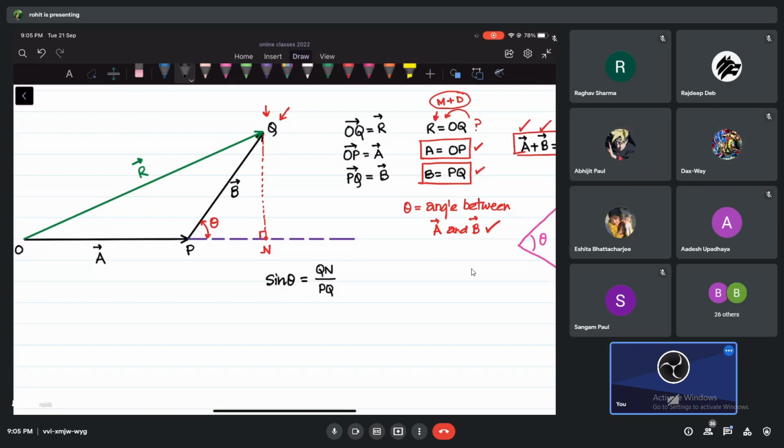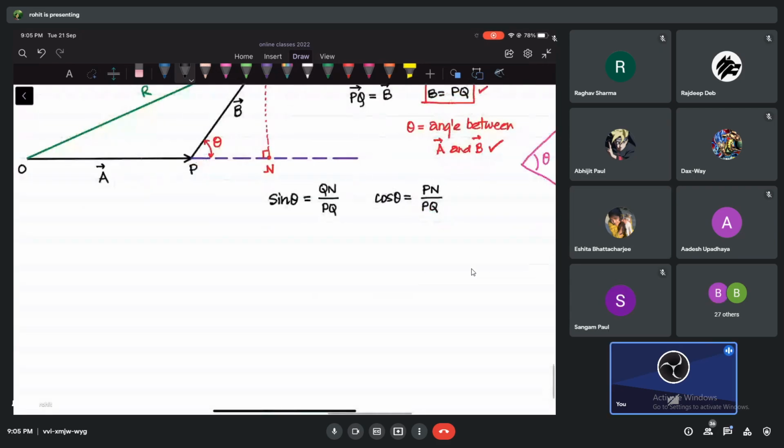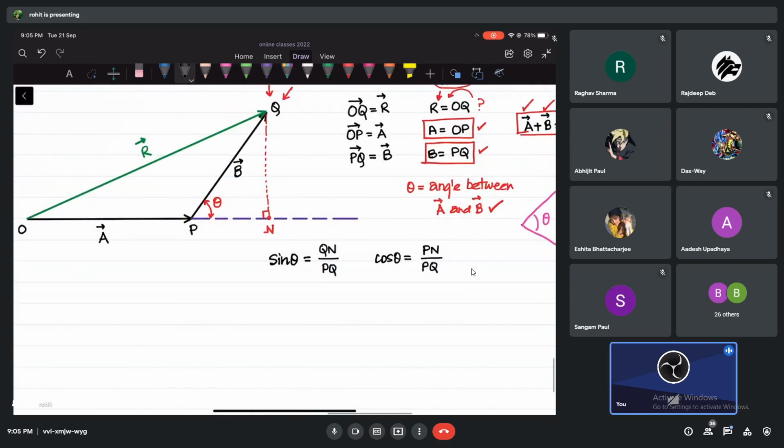Yes, I can apply that. Let's apply cos theta also. What is cos theta? Base by hypotenuse. Who's the base here? PN. So cos theta is PN by PQ. I'll just use sine theta and cos theta here and see what we get.